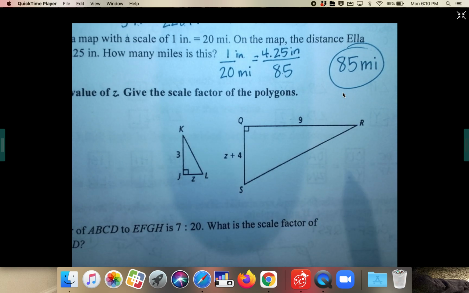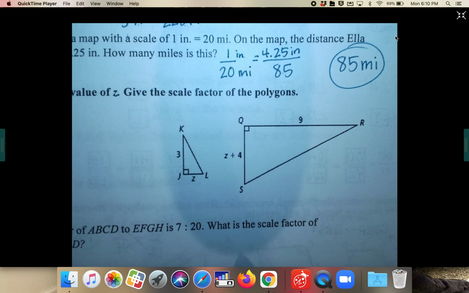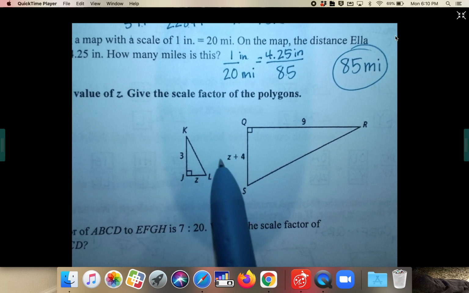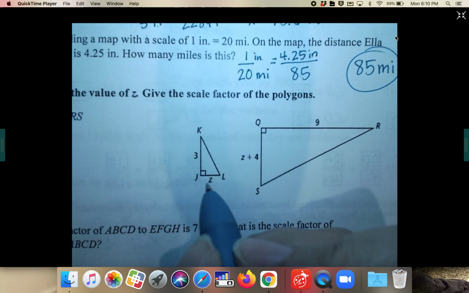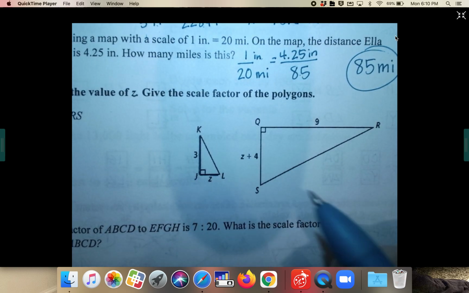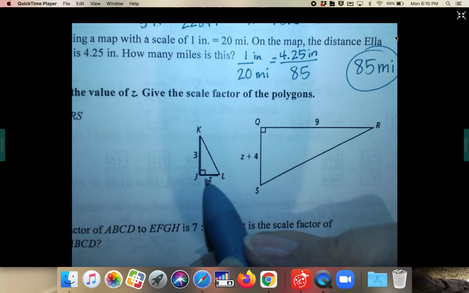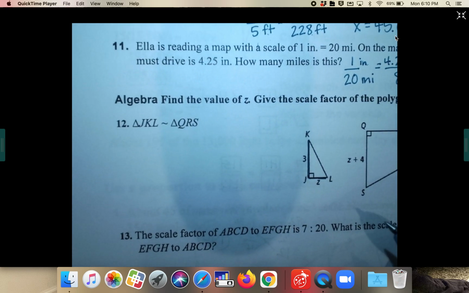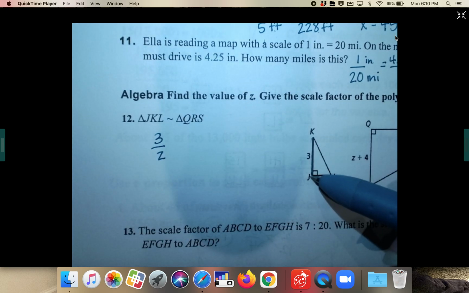Number 12, find the value of z. So again, it's just the same. It's just that now we have a little bit more algebra. Whenever you cross multiply, you're going to have to distribute. So I would set it up maybe the long side over the short side that are on either side of this right angle. You don't have to like this, but I'm going to go 3 over z, and that is long over short.